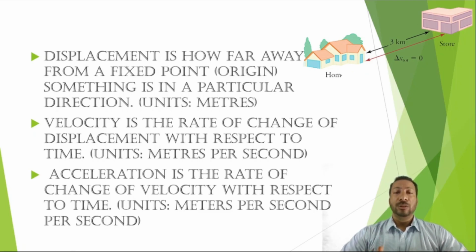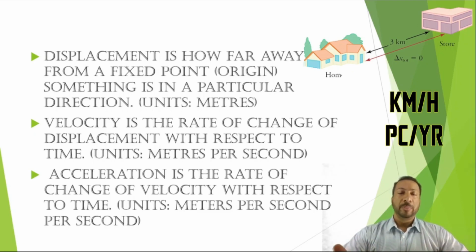Velocity is also a vector. It is the rate of change of displacement with respect to time. Its units in physics is normally meters per second, but it could also be kilometers per hour or parsecs per year.